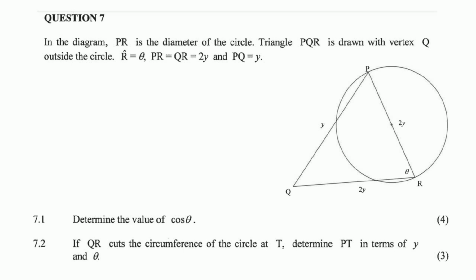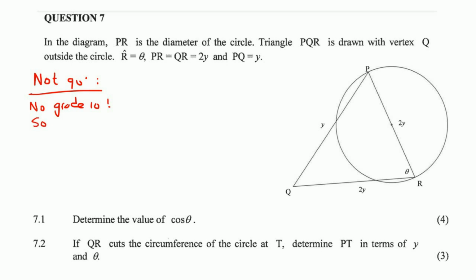So what you'll see with this question is that everything that they've mentioned here is already on the diagram. The first question says, determine the value of cos theta for 4 marks. What I wanted to say is that this is not a 90-degree triangle. So when it's not a 90-degree triangle, you don't use the grade 10 formulas.